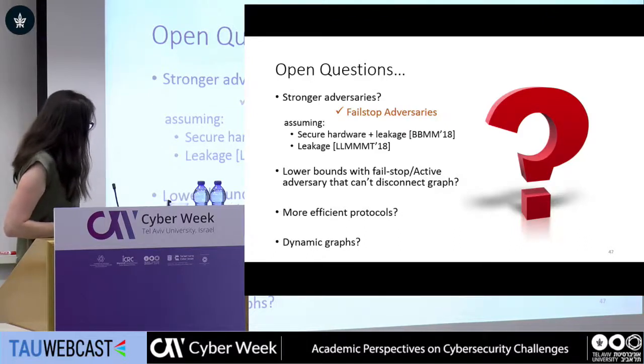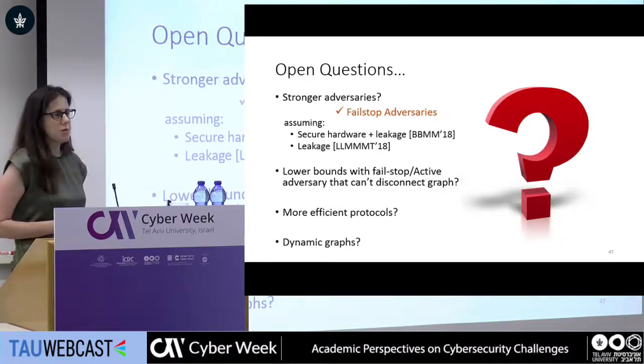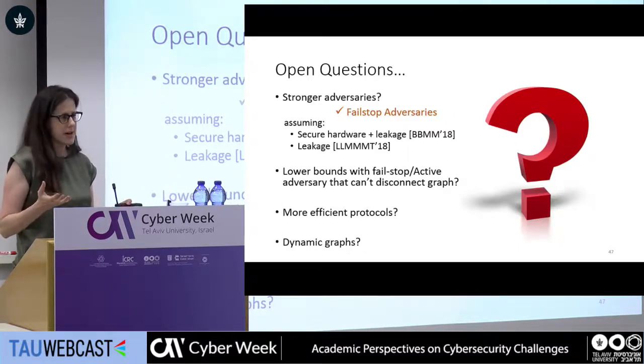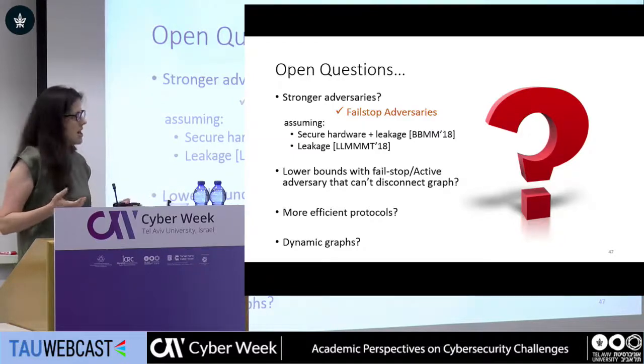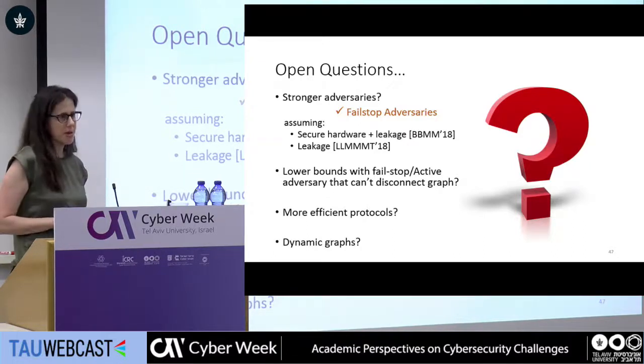Jumping to the end, one more very interesting open problem is what to do with dynamic graphs. If we think of the problem of topology hiding computation on a network of moving vehicles, the network itself keeps changing over time. So how to do topology hiding MPC on this network is a very interesting open problem.